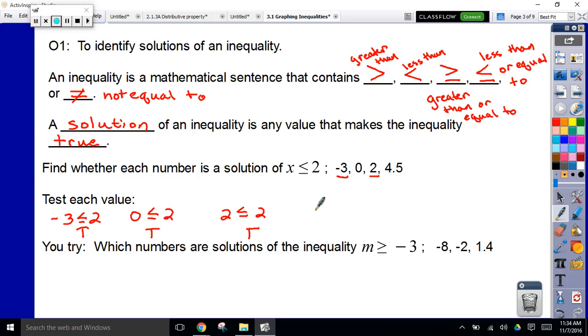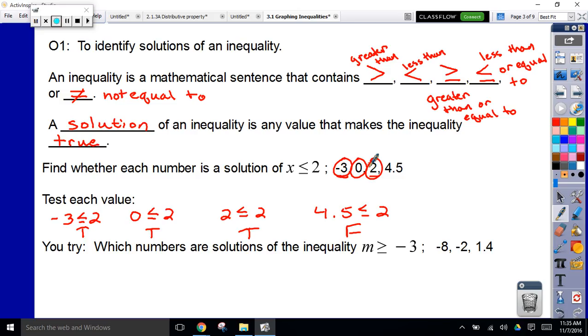What about 4.5? Is 4.5 less than or equal to 2? Is it either less than 2 or equal to 2? No. So that one would be false. So the solutions to x is less than or equal to 2 are -3, 0, and 2. We can have an infinite number of solutions.